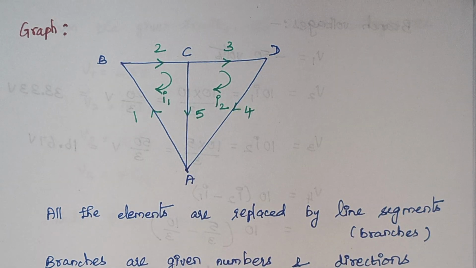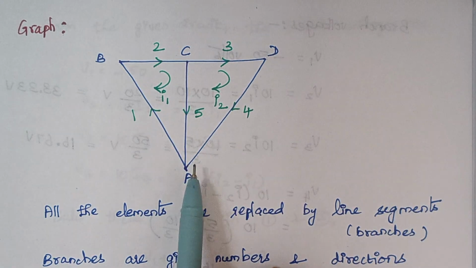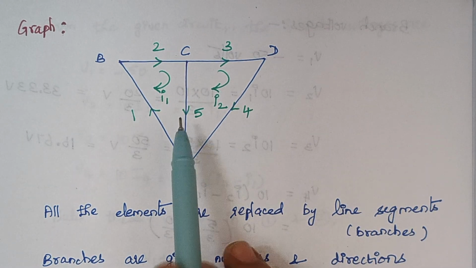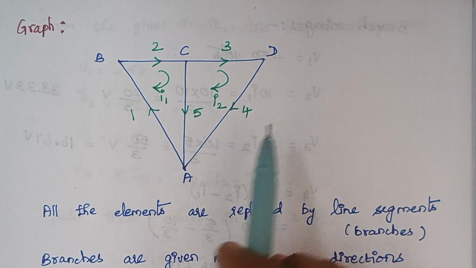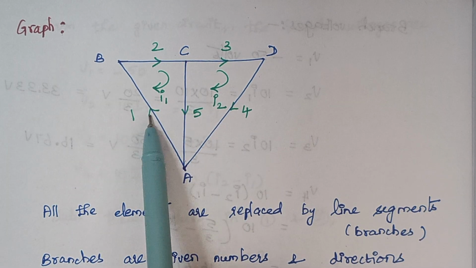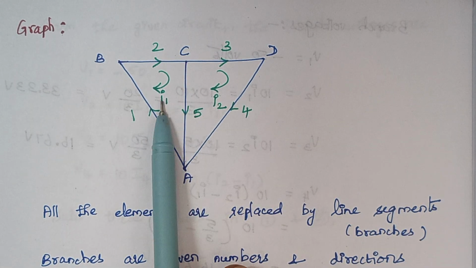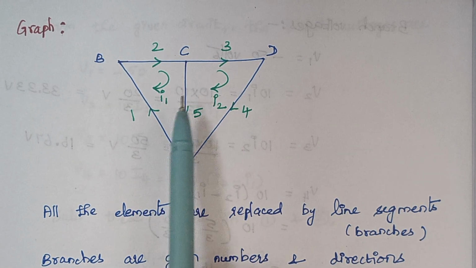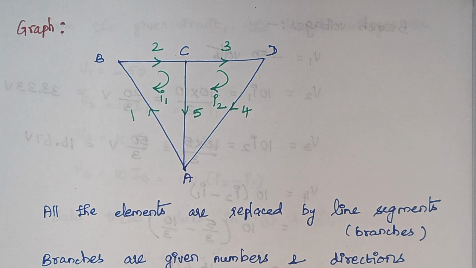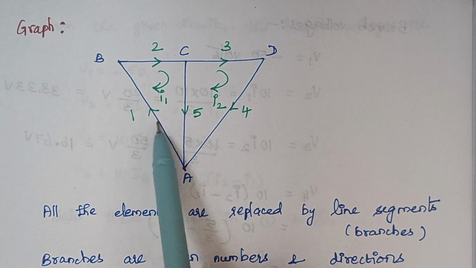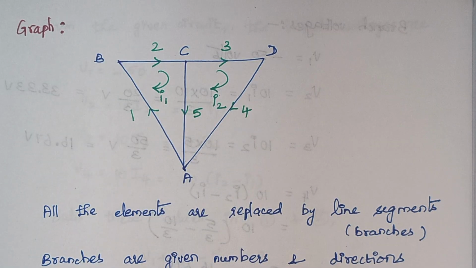So here the first step is drawing a graph. So how to draw a graph? You have to replace all the elements by simple line segments. So first write down the nodes and connect the nodes by simple line segments. That's it. And here you have to mention the direction for the branches. Apart from that, here we have 2 loops, so the loop currents are also mentioned here. So this is the way to draw the graph. And again, the direction of the branches we can decide by ourselves. There is no specific rule.